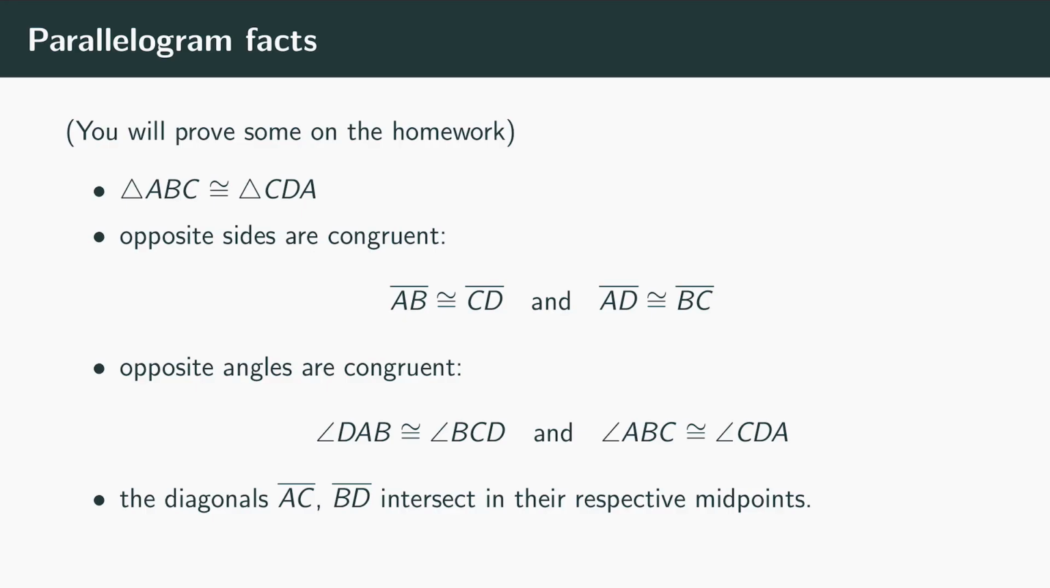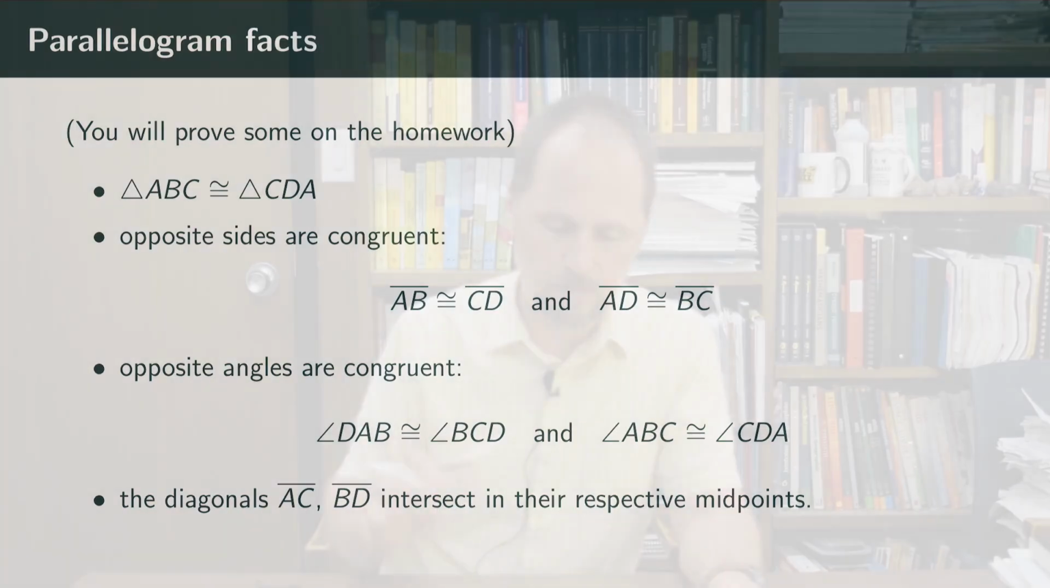The opposite sides are going to be congruent to each other. The opposite angles are congruent to each other. And then finally, the diagonals intersect in their respective midpoints. So what that means is the two diagonals intersect, and that point of intersection divides each diagonal individually into two congruent halves. It's not saying anything about congruence of the diagonals between each other. Okay, so that's something you will take a look at on the homework.